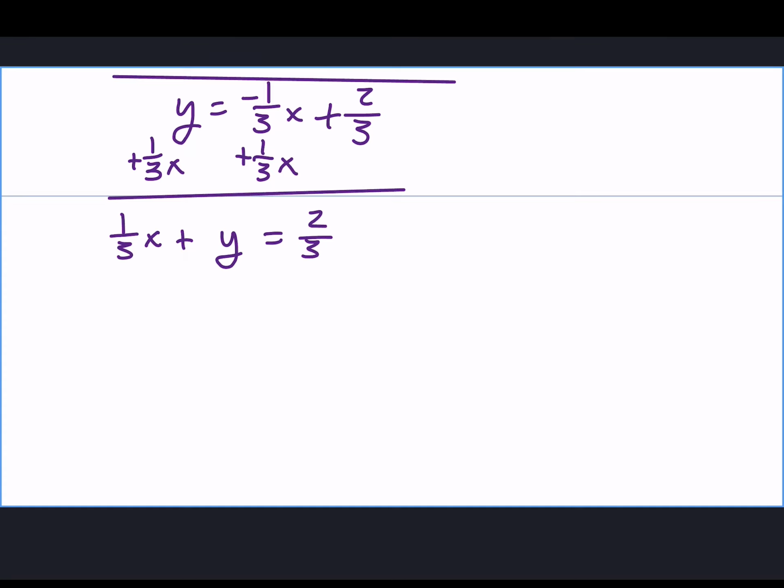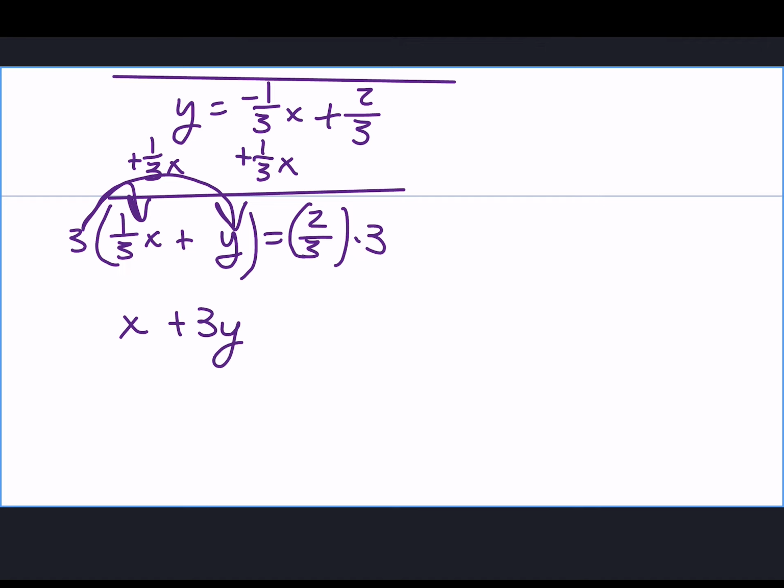So, what is being divided? We're dividing those by 3. So what if we just multiplied both sides of our equation by 3? So when we distribute that 3, we get 3 times 1/3, which is 1. So we get just x. And 3 times y, 3y. And 2/3 times 3, 2.